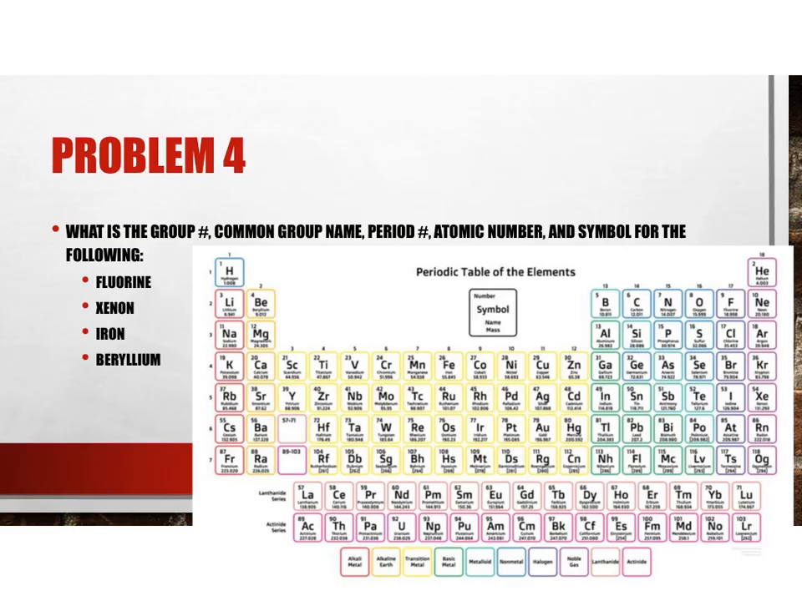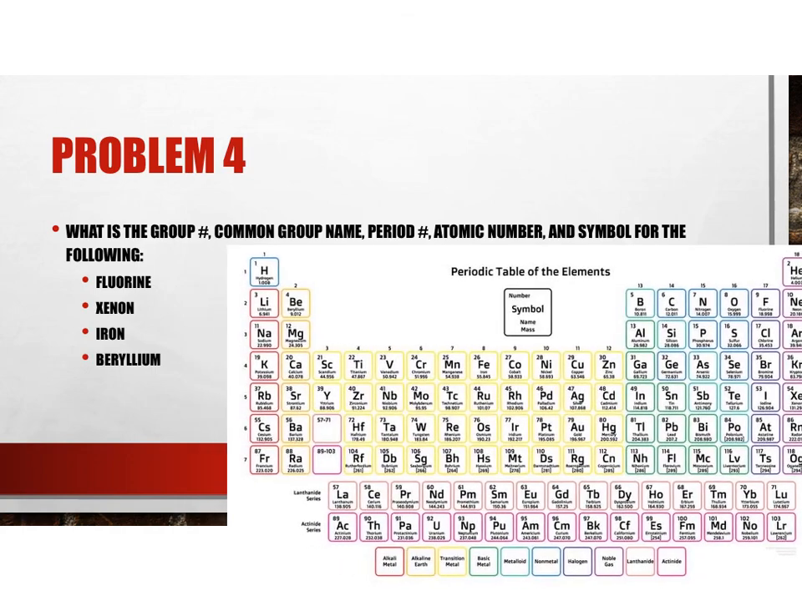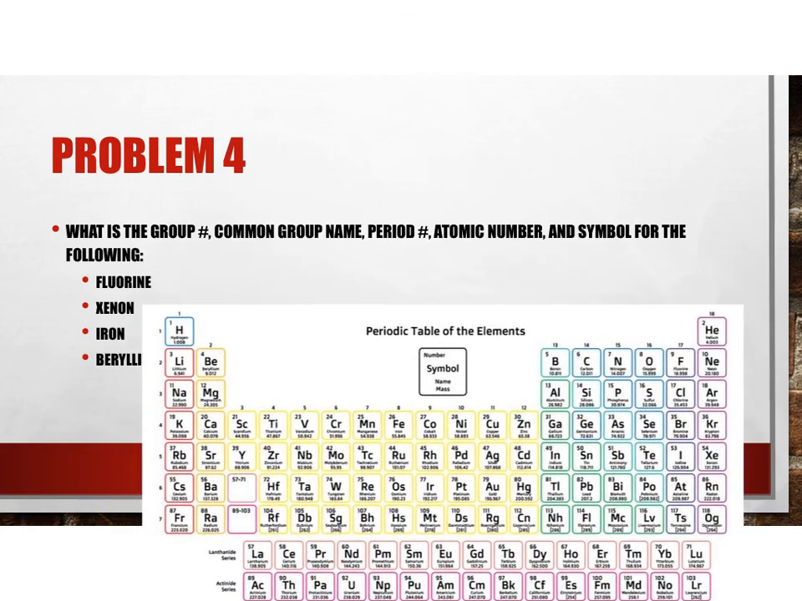All right, what is the group number, common group name, period number, and atomic number and symbol for the following? Okay, that's a lot. Okay, let's start with fluorine. I'm going to scroll down here. Okay, fluorine we can find right here. So the first bit of information that we need is the group number. So notice at the very top it says 17. So that's my first answer, it's group 17.